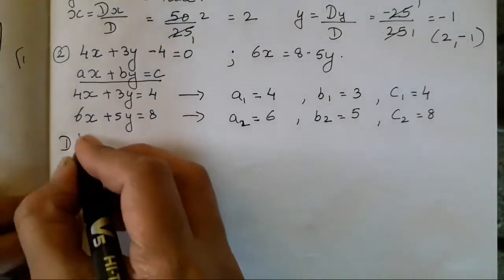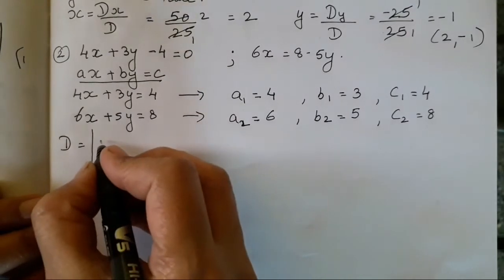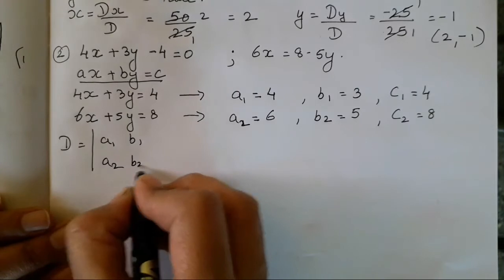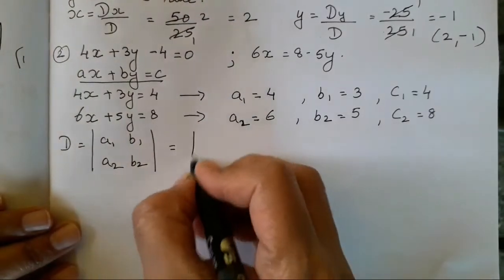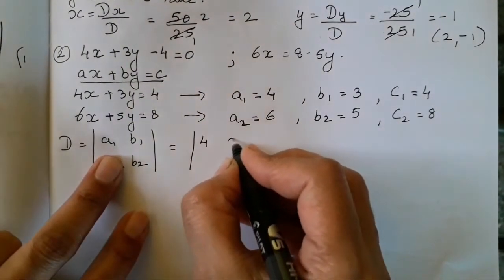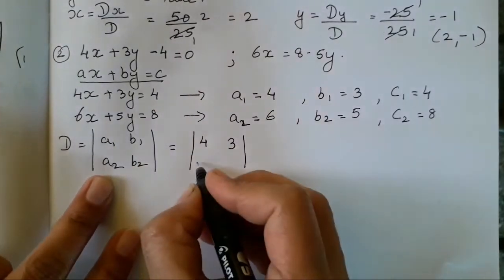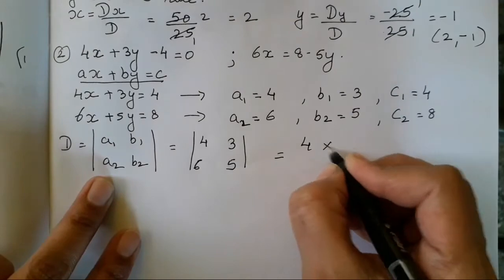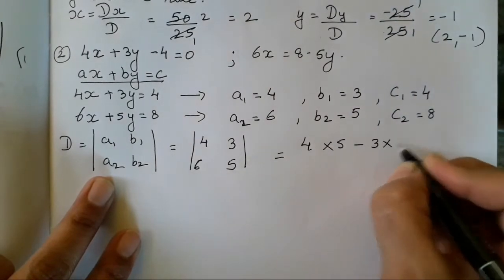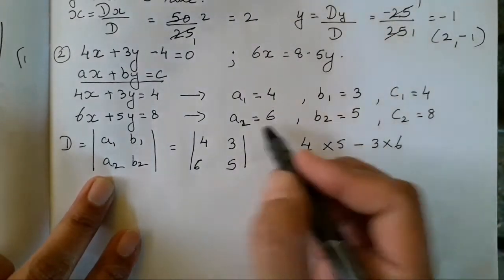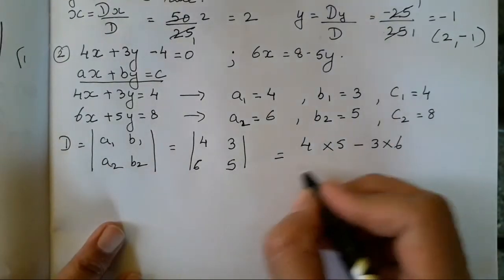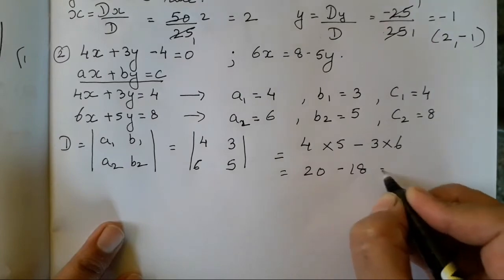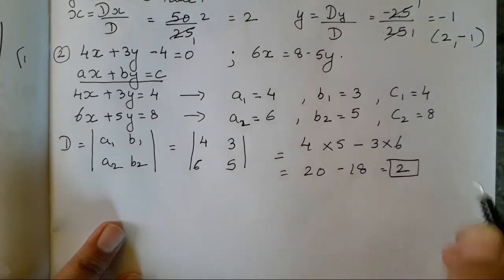So D first we will find, which is a1, b1, a2, b2. Okay, so a1 was 4, b1 was 3, a2 is 6, b2 is 5. Okay, it's very easy to solve. Minus 3 into 6. Just don't make mistakes over here. Okay, so 5 4s are 20 minus 6 3s are 18. The answer is 2. So D you all have got 2.